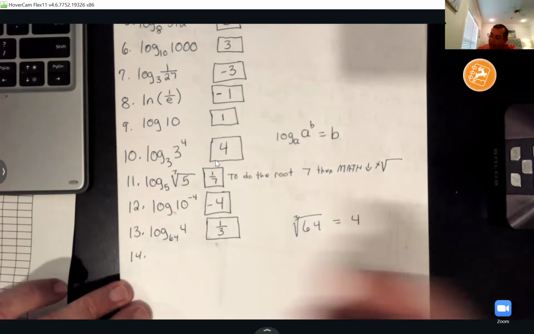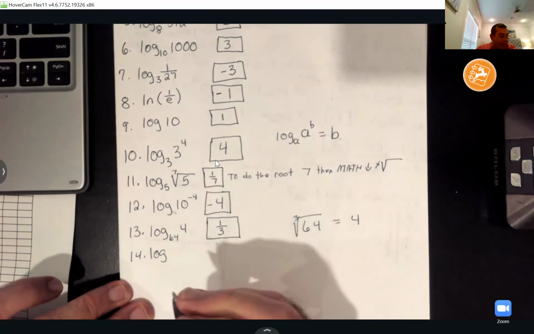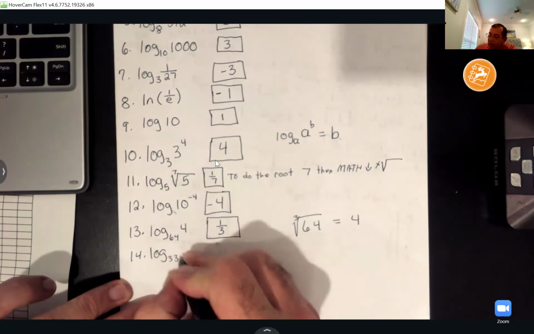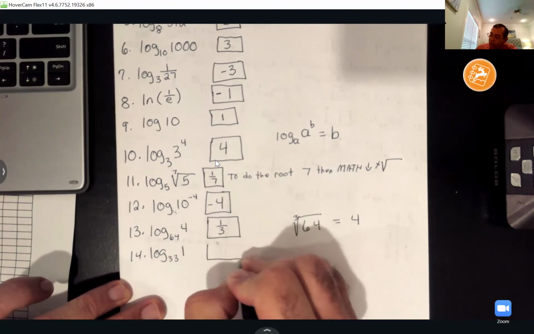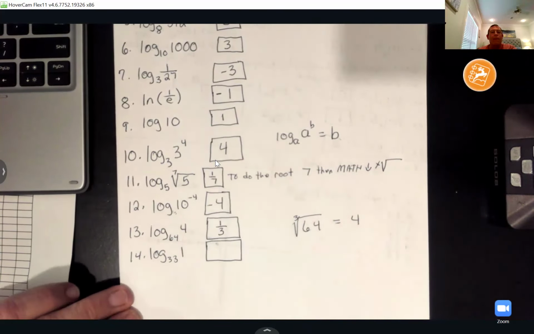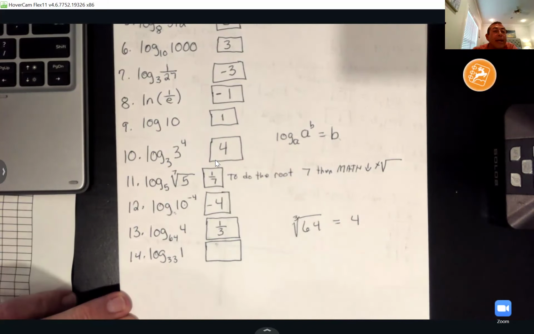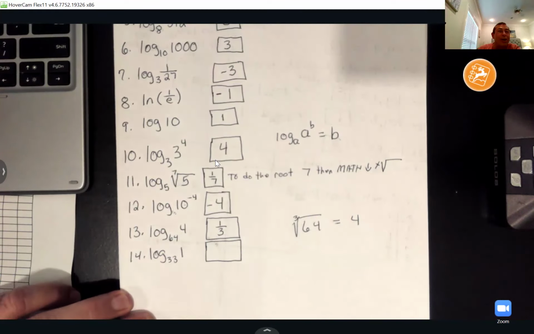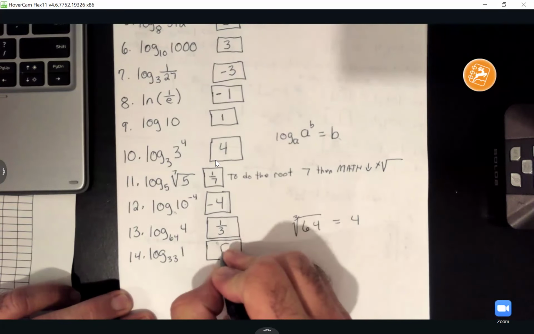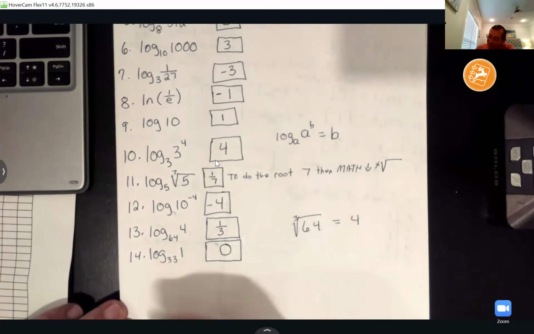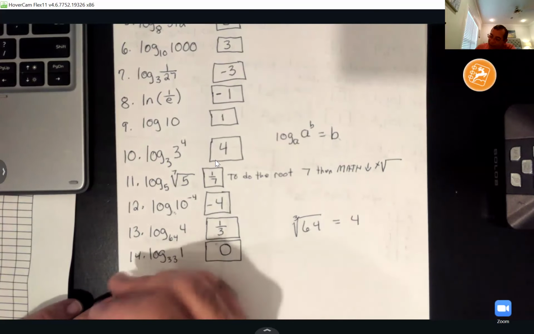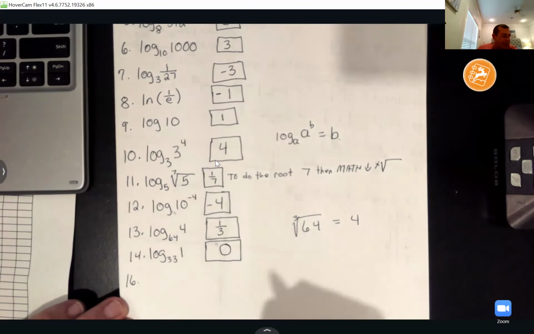All right, I'm going to turn the heat up, okay? Log base 33 of a 1. All right, so y'all should already be putting that answer in for me. Oh, good job. Good 0. Definitely a 0. All right, so then let me do one like 16. 15 was another easy one.